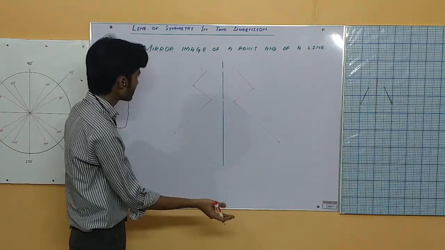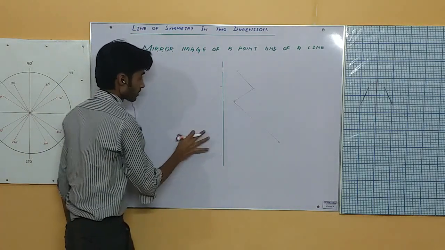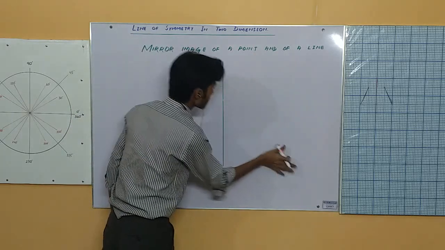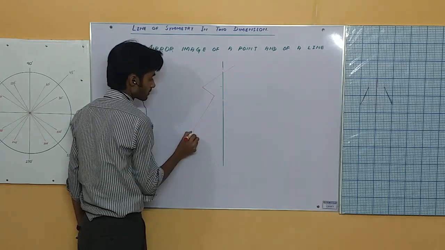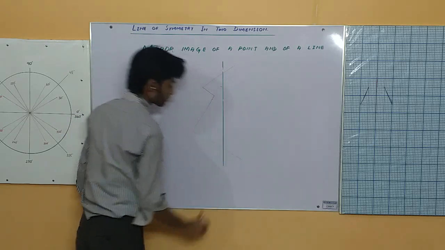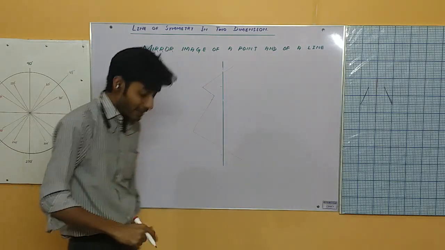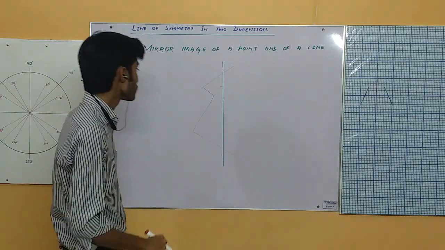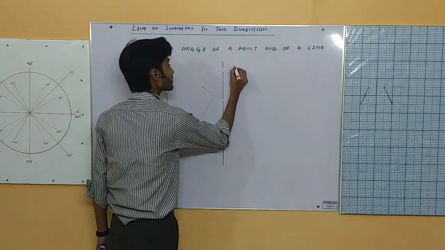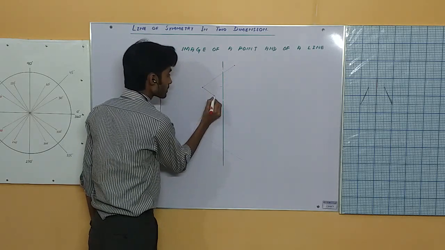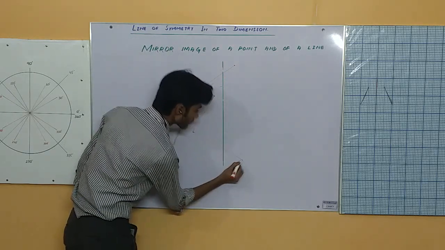Okay. And what else can happen? Yes, one more thing. This can also happen. Like I told you earlier, the mirror image of each point lies on the other side of the axis of symmetry. How many points are there? This is the first point, second, third, fourth, and fifth.